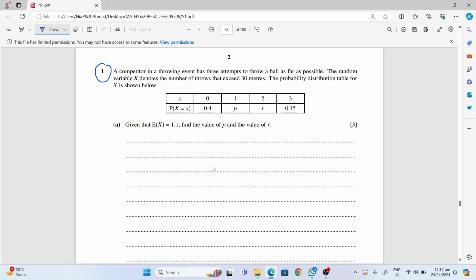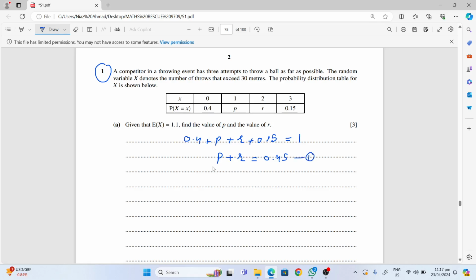We know the sum of all the probabilities is equal to 1. So I'm going to make equation 1. This is 0.4 plus p plus r plus 0.15, that is equal to 1. So p plus r equals 1 minus (0.4 plus 0.15), and it is giving you 0.45. It's equation number 1.